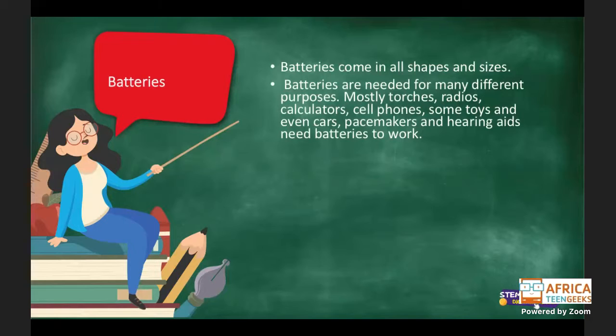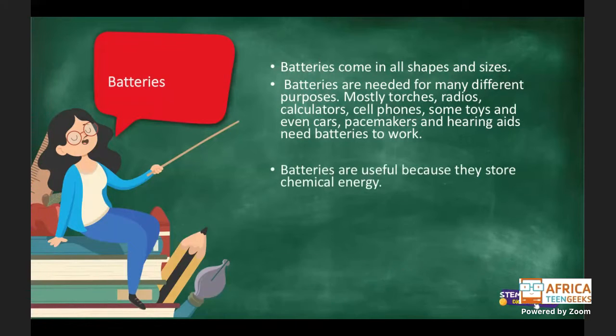Okay, batteries come in different shapes and sizes. As you know, there are bigger sizes and smaller sizes. For instance, a cell phone battery is small, and a car battery is bigger than a cell phone battery. Therefore, batteries come in different sizes, different shapes, and also different voltages. Batteries are needed for many different purposes, mostly torches, radios, calculators, cell phones, some toys, and even cars, pacemakers and hearing aids.